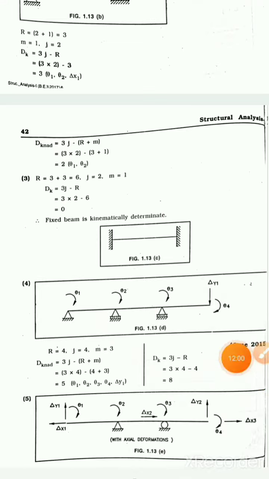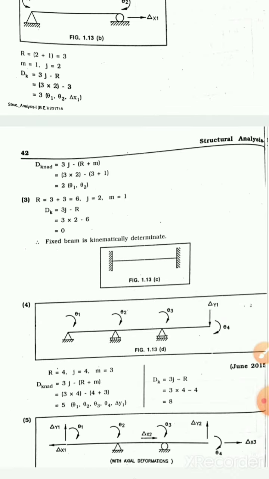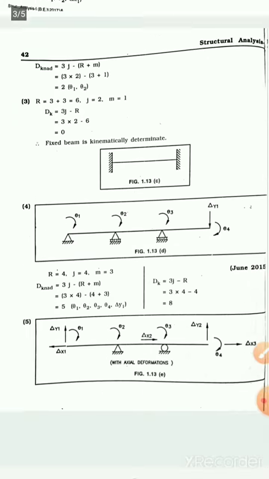Now next example or next figure is a fixed beam, both supports are fixed supports. So here 6 reactions are there because fixed beam है, 3 reactions आएगी horizontal, vertical and moment. So दोनों side 3 3. So r equal to 3 plus 3, it is equal to 6. joint कितने हैं 2, member कितने हैं 1. So DK is equal to 3j minus r. So 3 into 2 minus 6, so it is 0. The fixed beam is kinematically determinate.